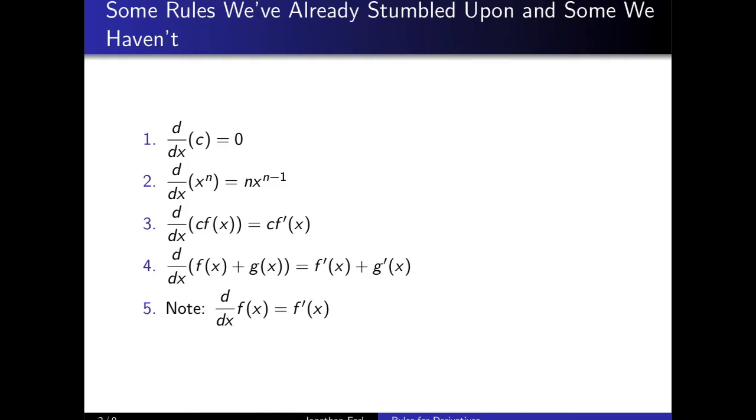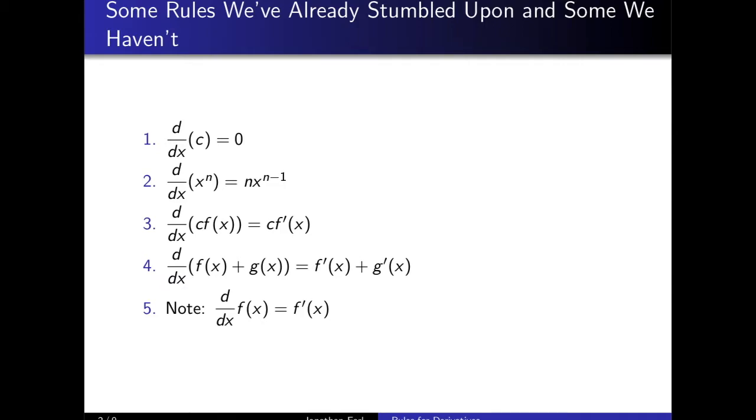Now the second rule tells us something very particular about powers of x. So if you have x to the n, where n is some integer, we'll start with positive integers for now, if you want to find the derivative of x to the n, that is going to be n times x to the n minus 1. So in other words, what you do to find the derivative of x to the n is you pull the exponent out in front, so you multiply by the exponent, and then subtract 1 from the power.